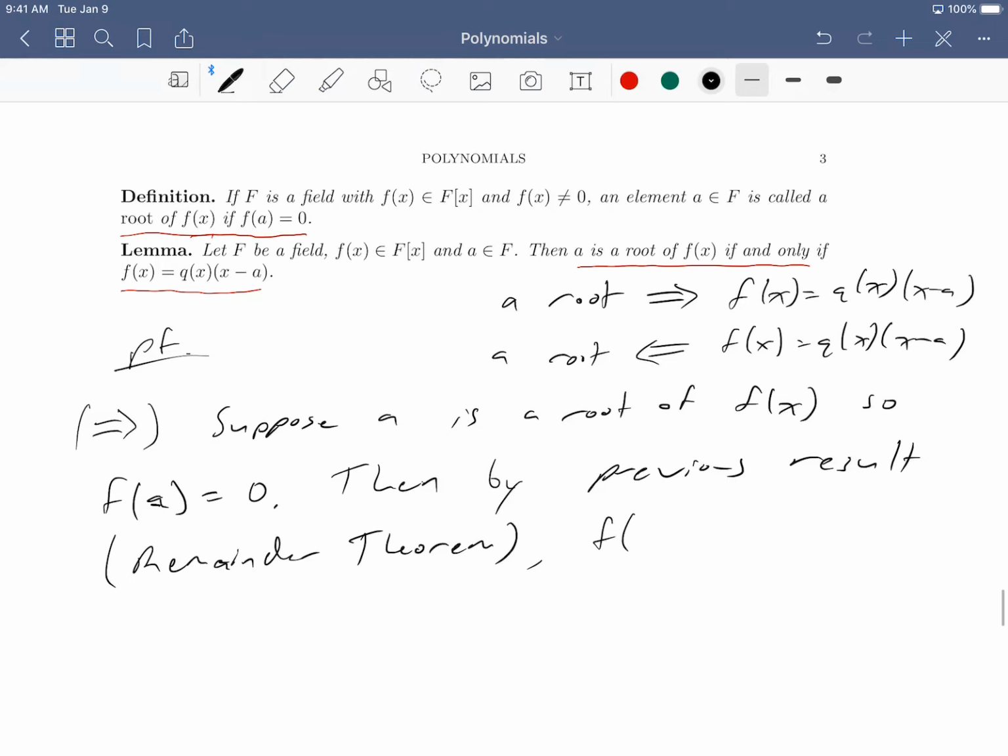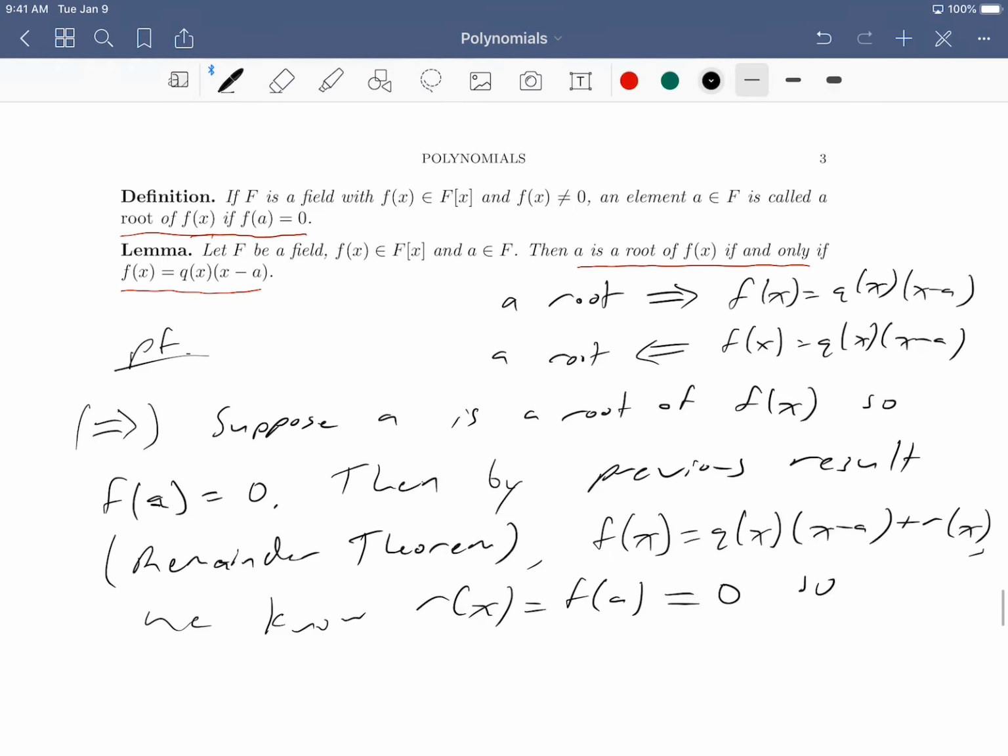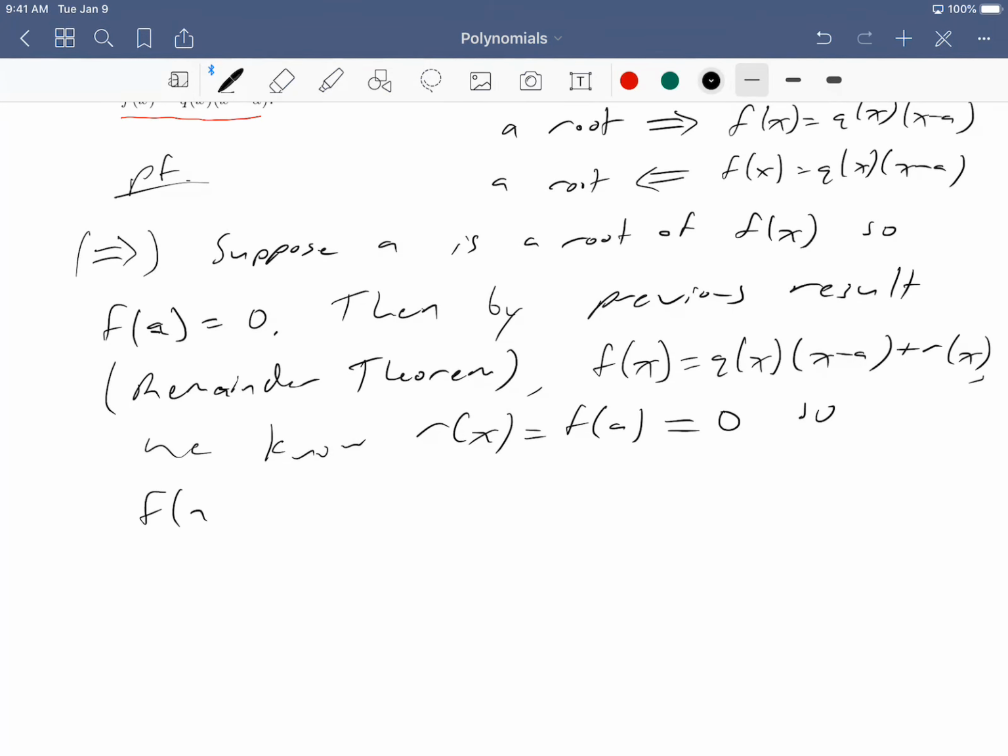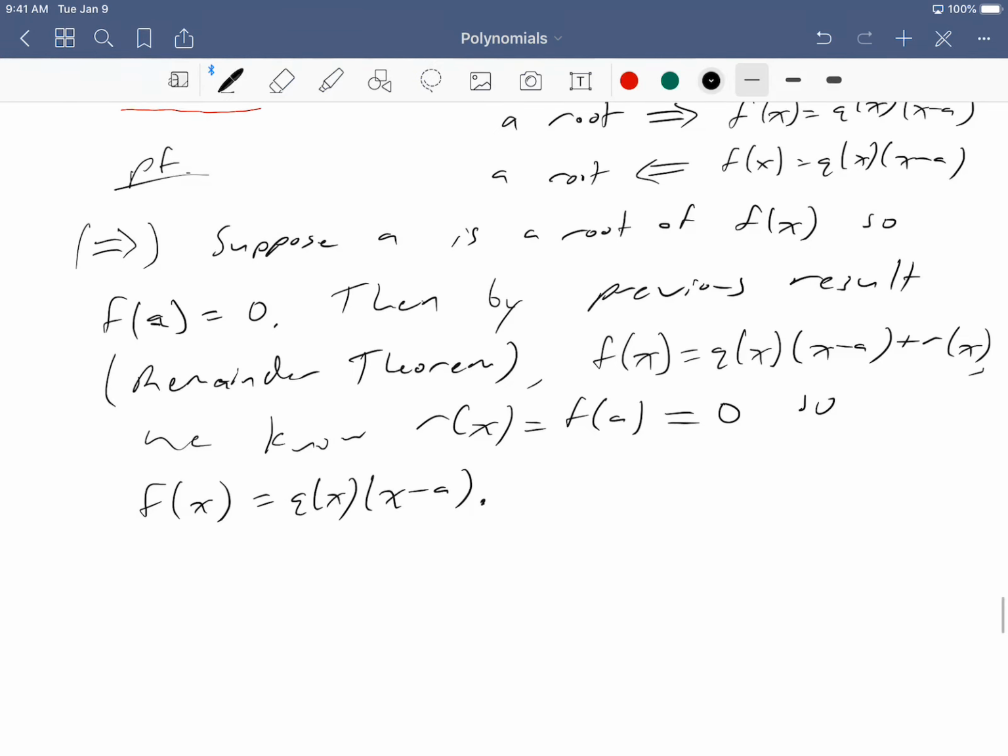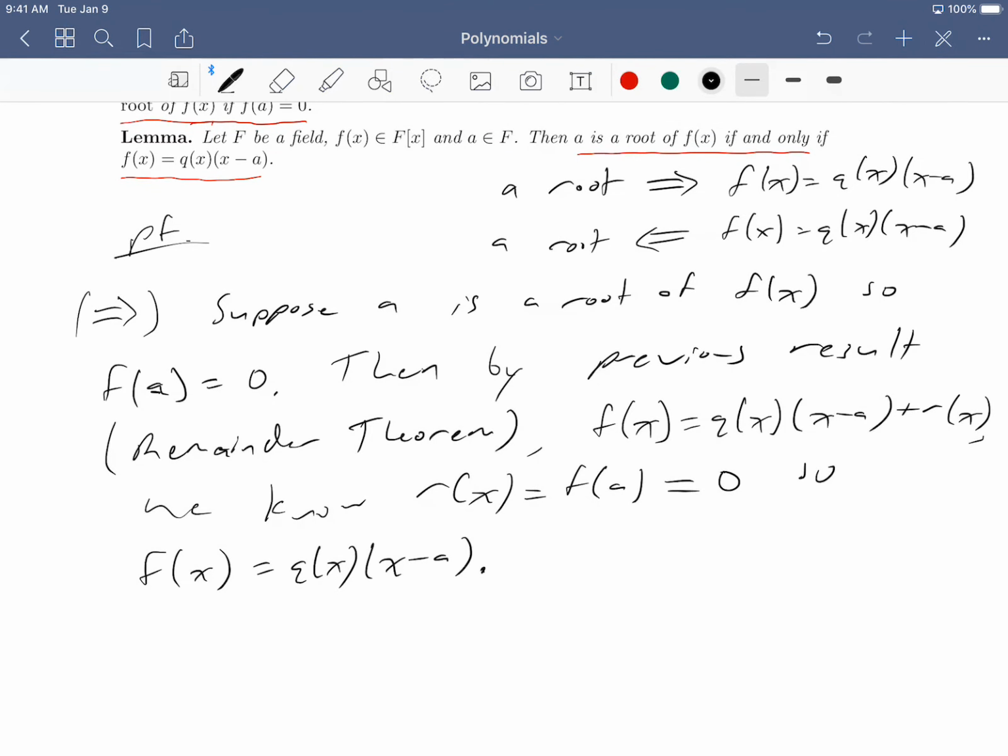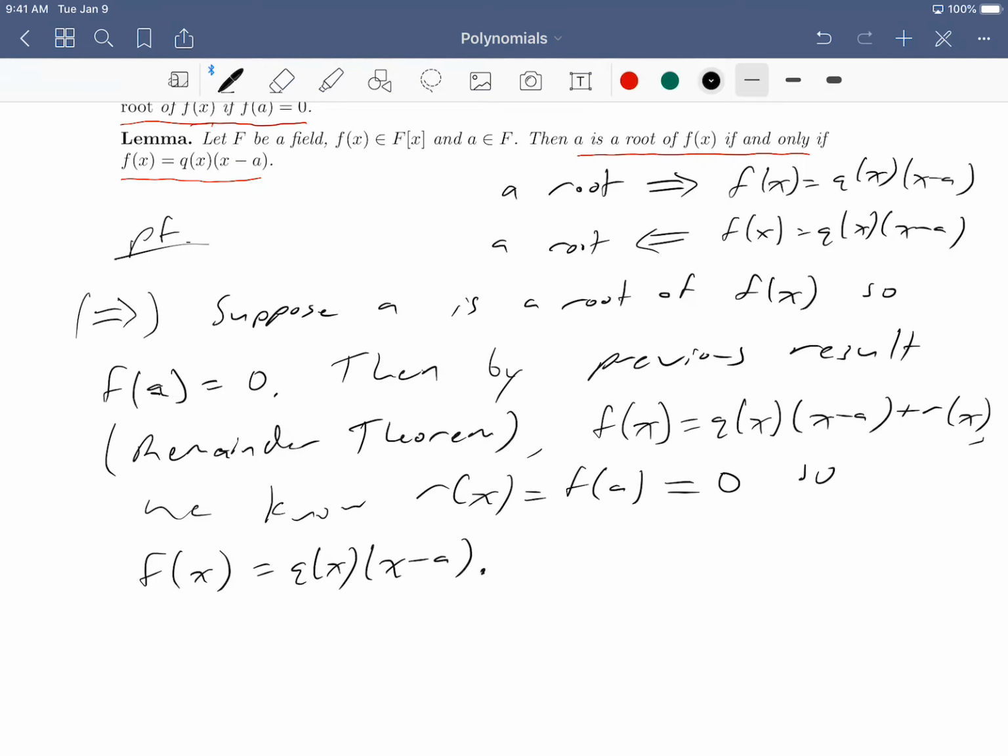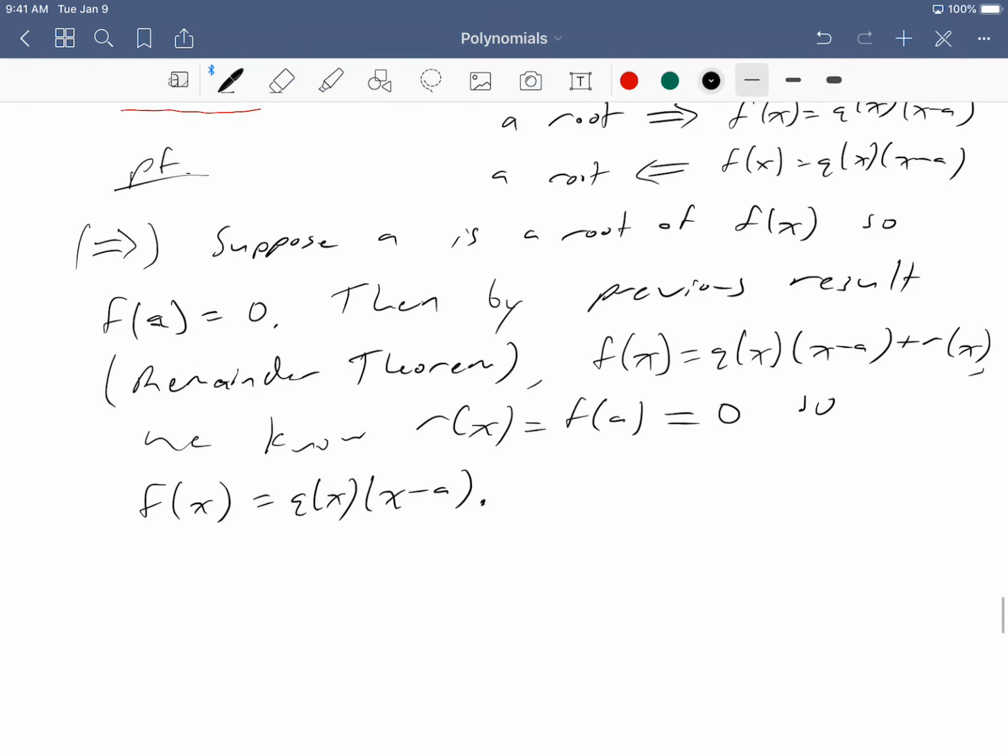Then if we write f of x equals q of x times x minus a plus r of x, we know r of x is equal to f of a, which is 0. So what we have is exactly what we want, that f of x is q of x times x minus a. Okay, so that's the forward direction: if a is a root, then f of x equals q of x times x minus a.